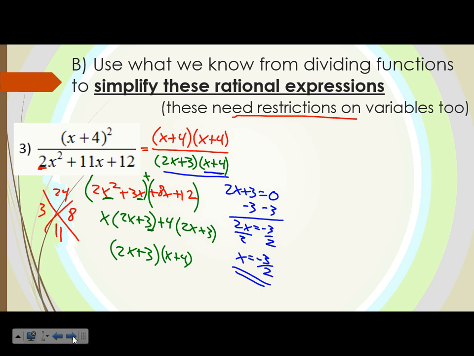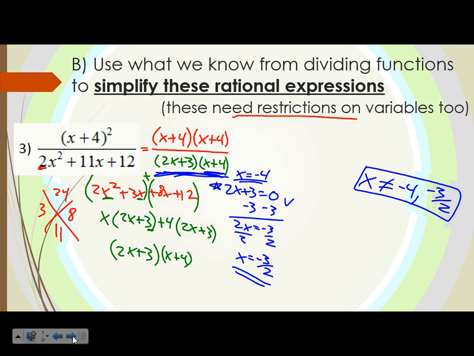And then what makes this second part 0? Well, that should be easy. If you need to set it up this way, you can. x plus 4 is equal to 0. But hopefully you realize that's just going to be negative 4. So that's the other one. So whatever our answer ends up being, x cannot be equal to negative 4 and negative 3 over 2. And again, the reason for that is because if it was equal to that, it would make the bottom 0. That's the whole point of doing this over here.